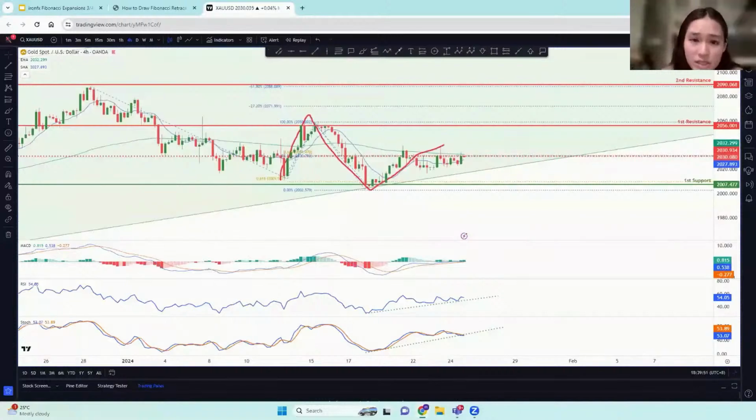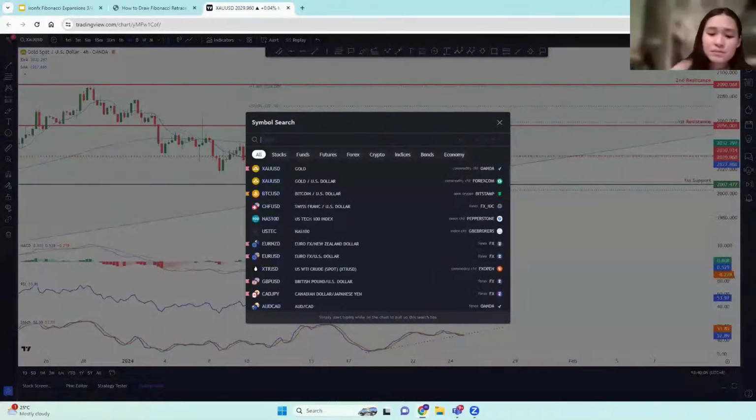Okay, so that's for gold. I think we have time for maybe one more chart. Let's go ahead and look at the Aussie dollar.